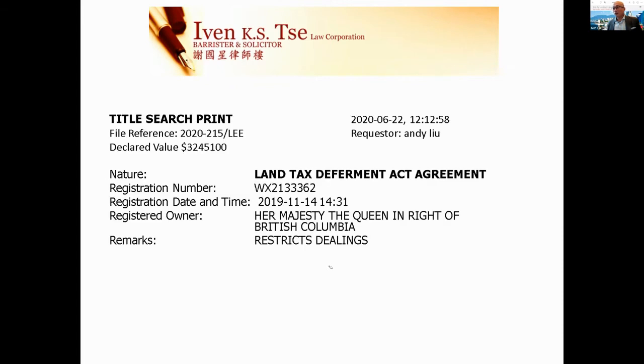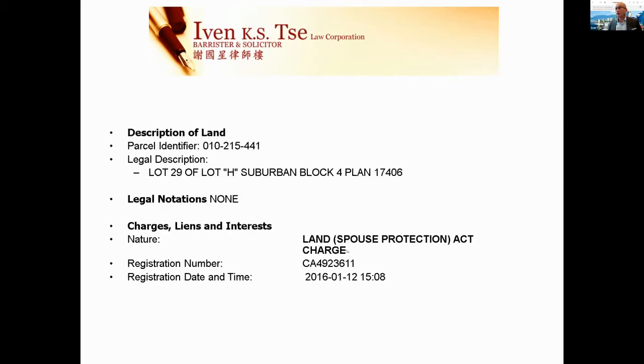Then you see a Land Tax Deferment Act agreement charge. This is what that looks like. You can see who the owner is, Her Majesty the Queen in Right of British Columbia, and it restricts dealings, mainly because you can't transfer the property until it's been paid. Anyways, move on to the next one.